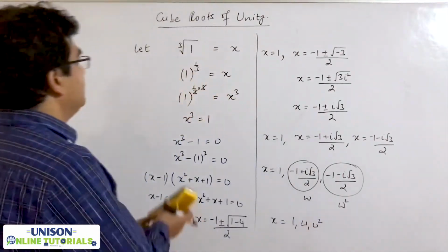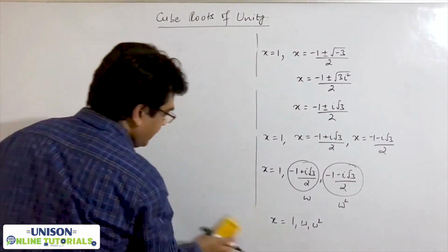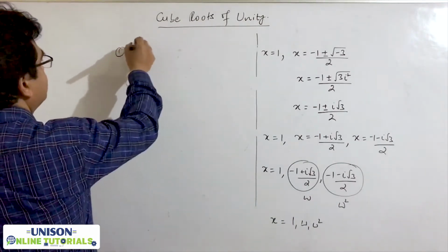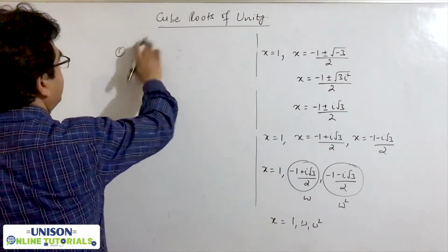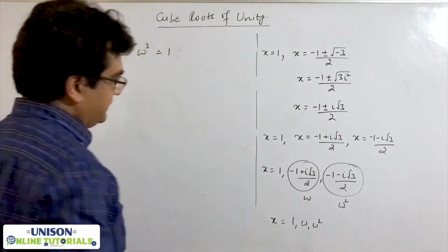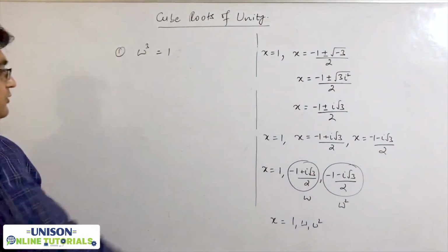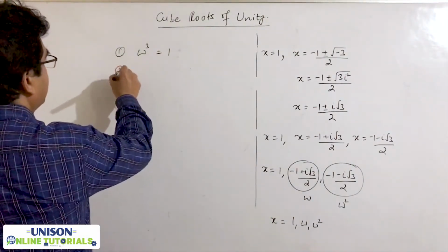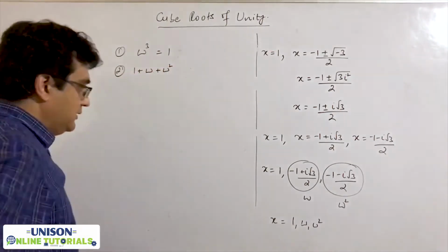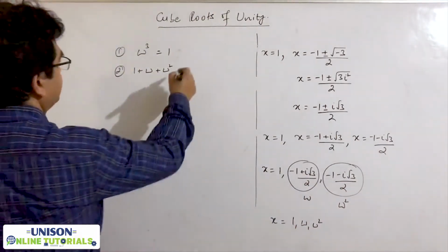Now if we do the cube of omega, if I find the cube of omega, it comes out to be 1. If I cube it, 1 will come. And 1 plus omega plus omega square, if I add these three terms, it comes out to be 0.